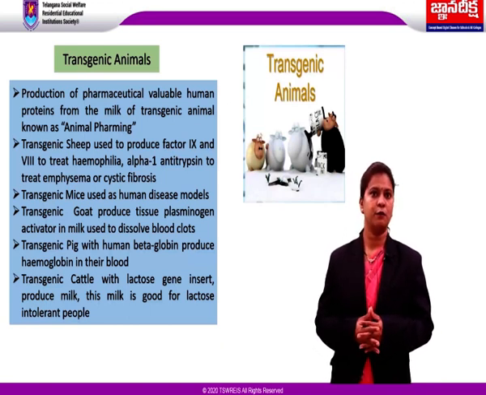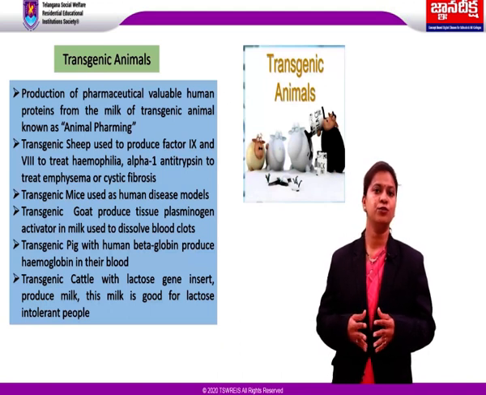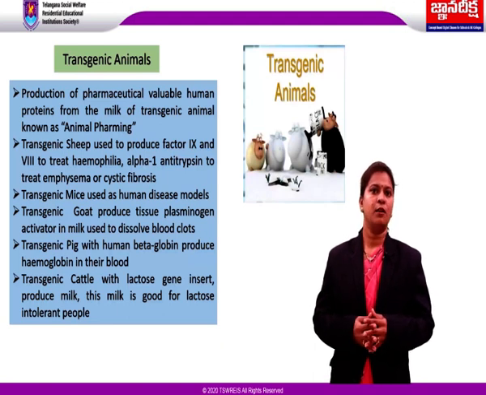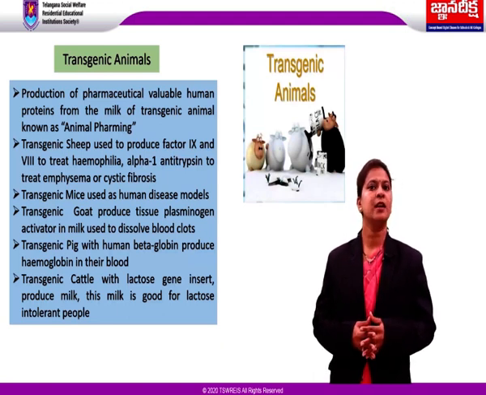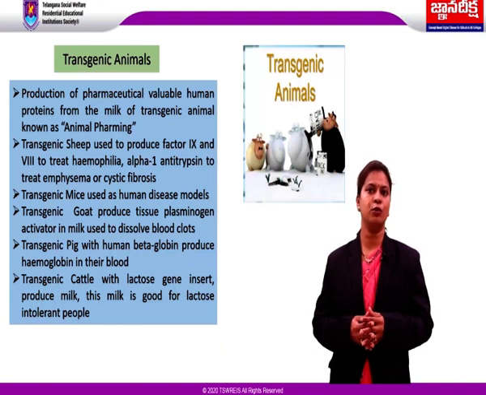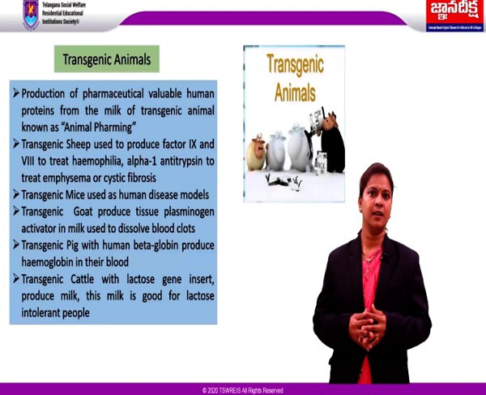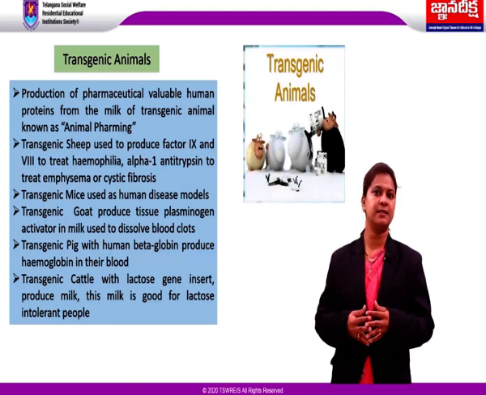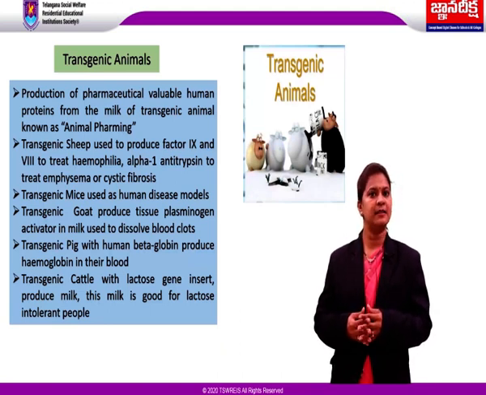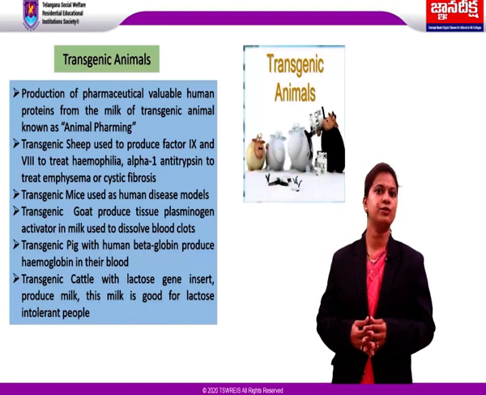Transgenic goat with TPA gene insert produces tissue plasminogen activator in milk, used to dissolve blood clots. Transgenic pig with human beta globin gene produces hemoglobin in their blood. Transgenic cattle with lactase gene insert produce milk, and this milk is good for lactose intolerant people.